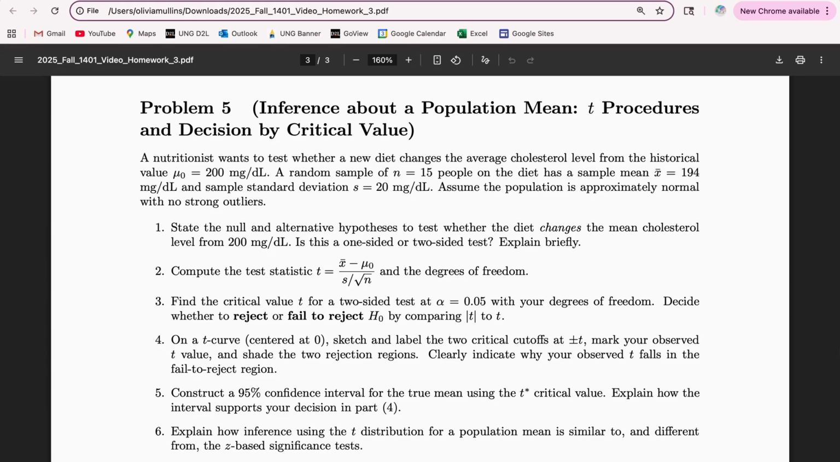On to question 4, it says, on a t-curve centered at 0, sketch and label the two critical cutoffs at plus and minus t. Mark your observed t-value and shade the two rejection regions. Clearly indicate why your observed t falls in the fail to reject region.